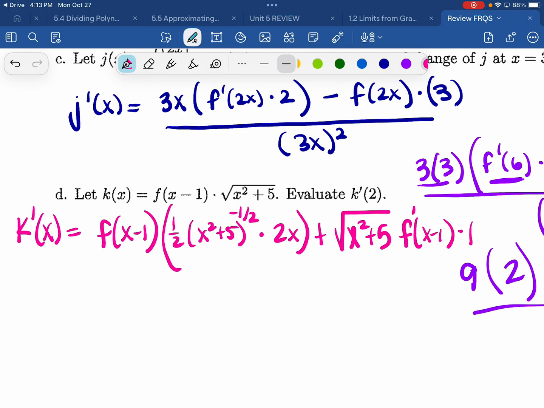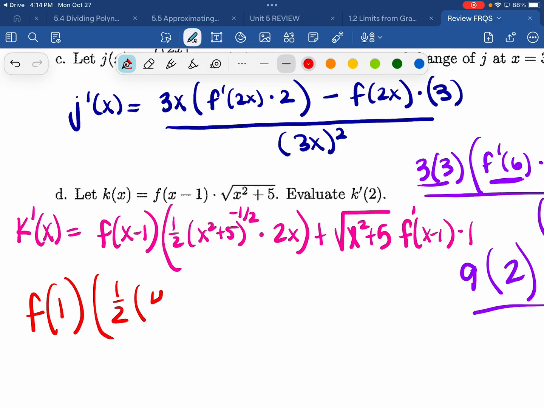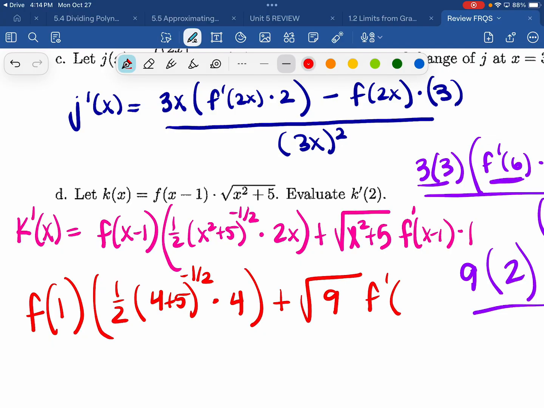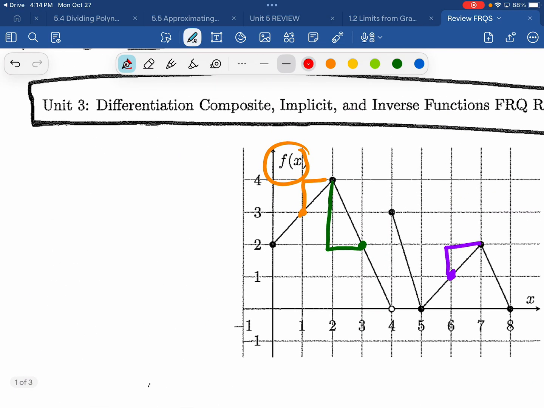All right, so now we're going to plug in. So we're going to plug in 2. So I have f of 2 minus 1 is going to give me 1. 1/2. 2 squared is 4 plus 5 to the negative 1/2 times 2 times 2 is 4. Plus 2 squared is 4 plus 5, which is 9. And f prime of 1, and I don't really need that times 1. All right, so f of 1, coming back up here, f of 1 is 3, and f prime of 1 is 1, because it's the slope.